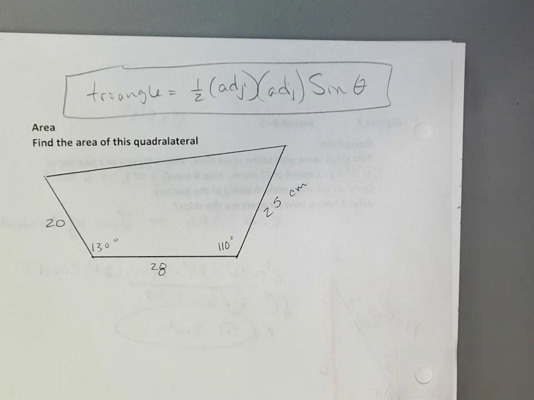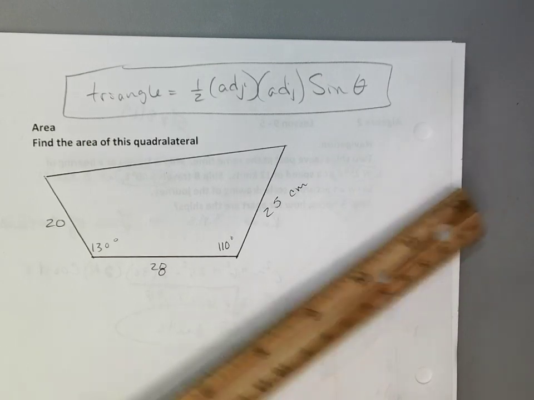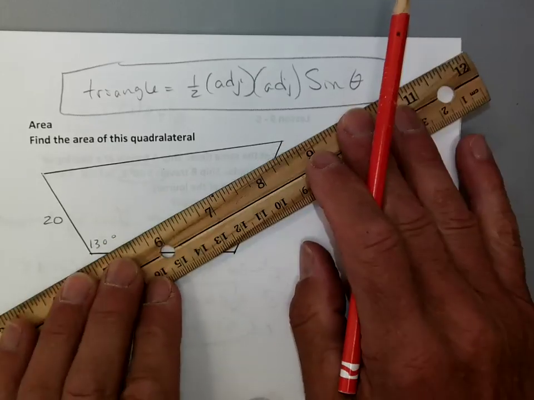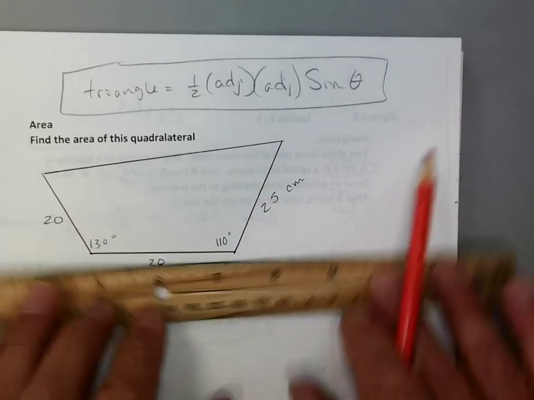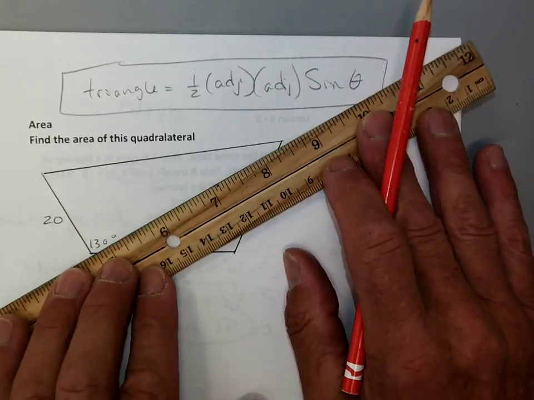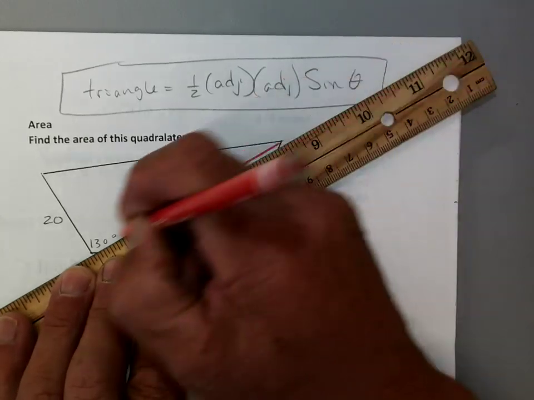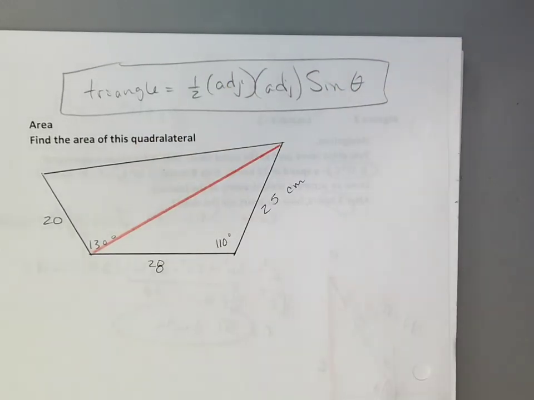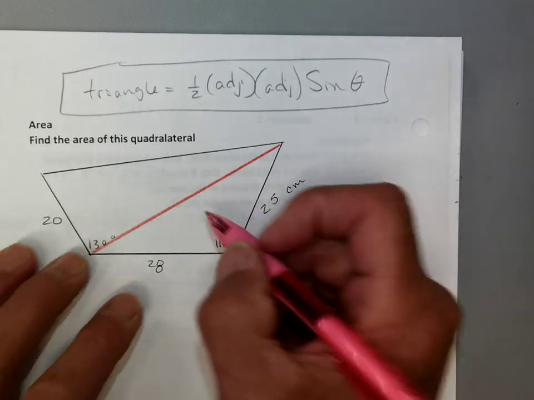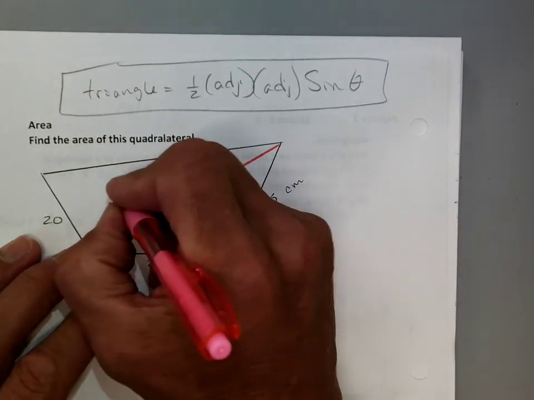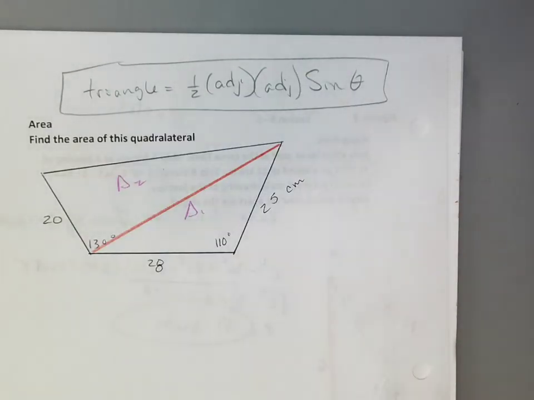Well, the first triangle I would probably try and make, let's see, probably right here. Let me see if I can make a triangle right here. I could go this way. It doesn't really matter, but I think I'll go here, okay? So I'm making 2 different triangles. I've got triangle 1. That's easy. And I've got triangle 2. A little bit more work. Triangle 1's not bad.